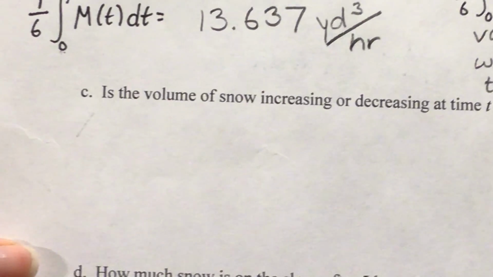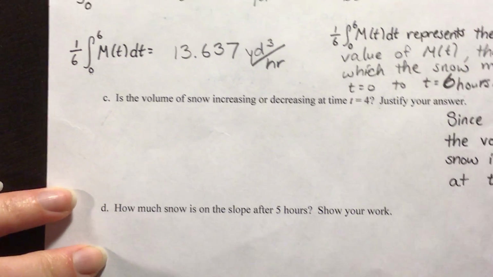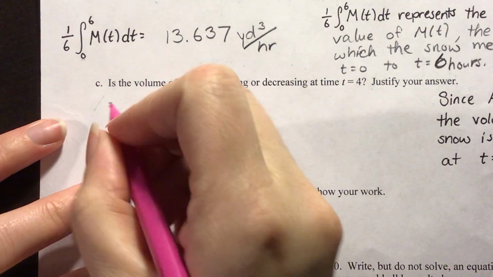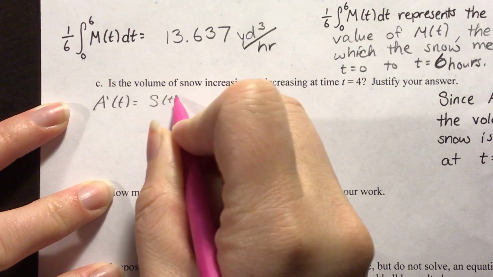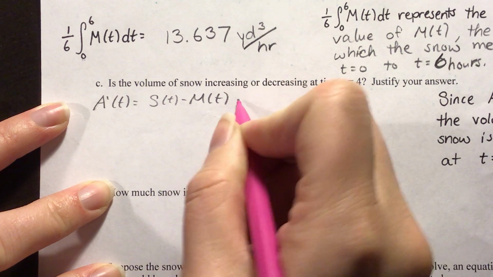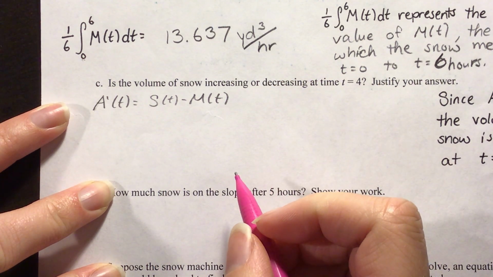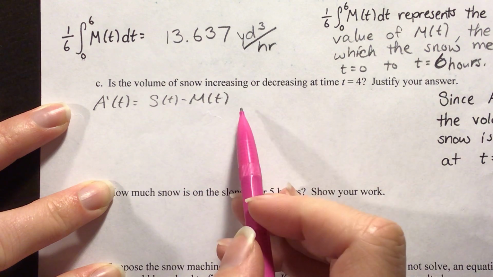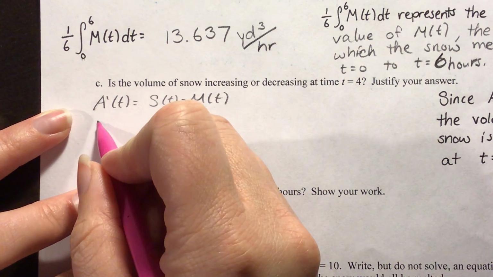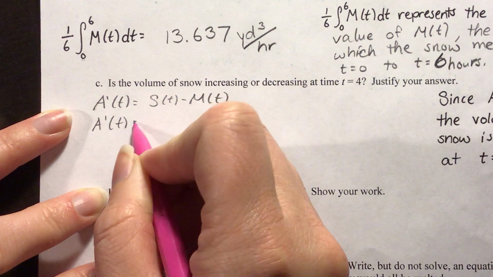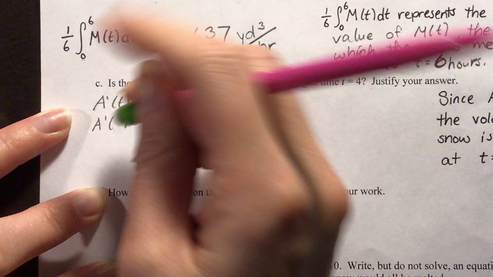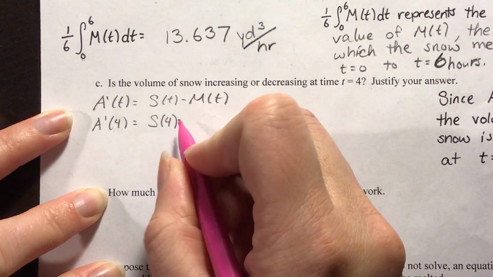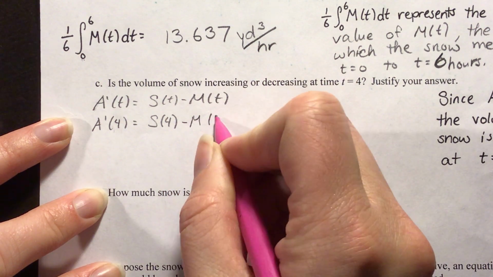Okay. So is the volume of snow increasing or decreasing at t equals 4? We're going to put A prime of t equals S of t minus m of t, which is your general form. We want to specifically know t equals 4, so A prime of 4 equals S of 4 minus m of 4. That's how this is changing.